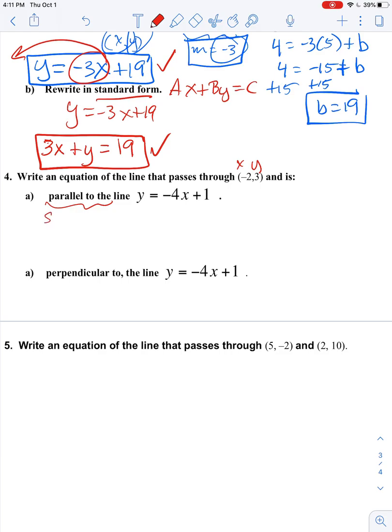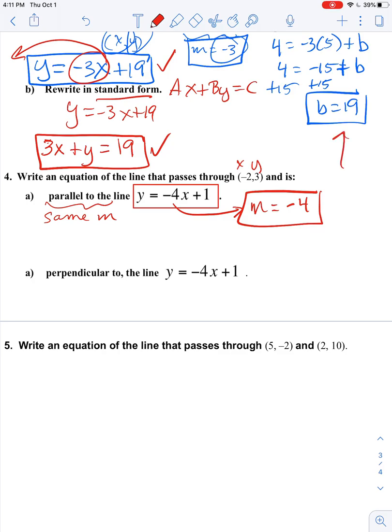Okay, so here again, I have my x and the y that I'll use later on. Parallel to is telling me that I need to find something that has the same slope as this. So this is an eyeball activity. m is going to be the value in front of x, so I already know that that's going to be my slope value.